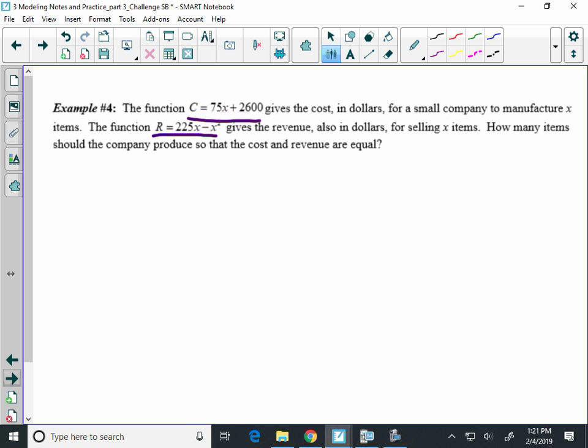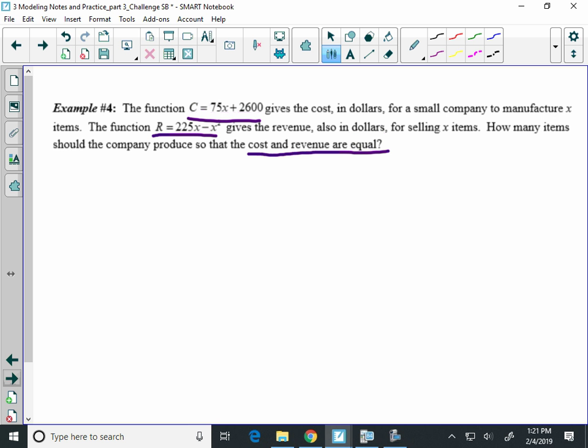Like your product, right? The money you bring in. So it costs you something to make things, but then you make money when you sell it. So they want to know how many items the company should make so that the revenue and costs are equal. That means break even, when you bring in the same amount of money that you spent.